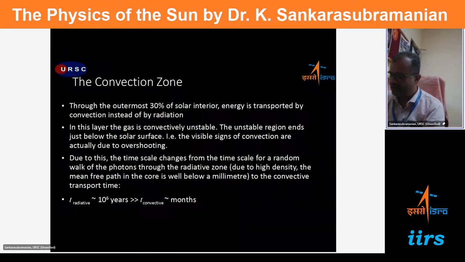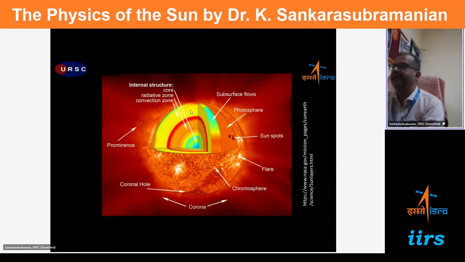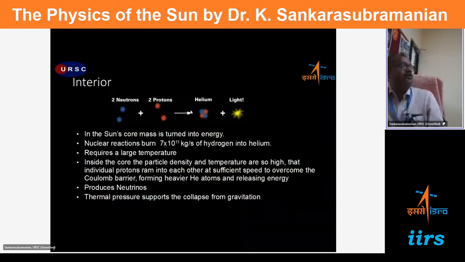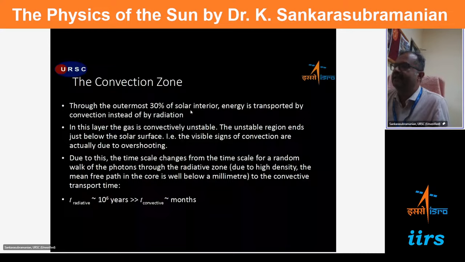The convection zone, which we talked about here, the outer one-fourth of the layer, is a very important layer which brings in all the important structures that you see on the sun. So this is the 30% of the outermost layers, the convection layers, whereas deeper the energy is mostly transported by radiation. In this layer, the gas is convectively unstable. This is like when you boil water: the bubbles you see on the boiling water are nothing but the convective energy transport from the heating location to the surface of the water.